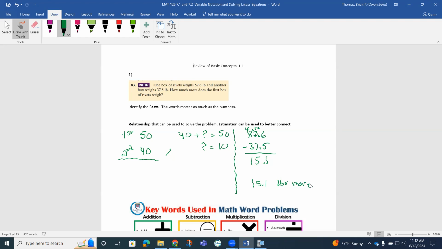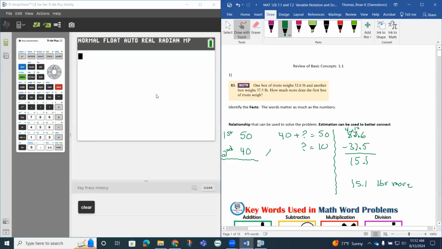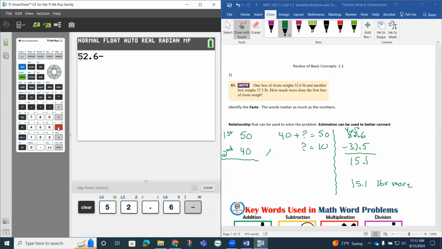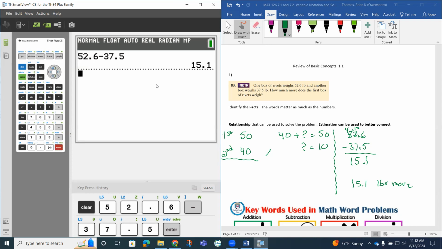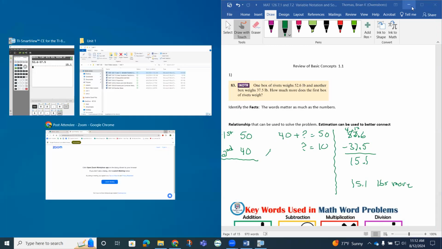So that would be kind of my critical thinking process. Now you can use your calculator to do this as well. If you're not great at doing basic math, you can just type into your calculator on your phone 52.6 subtract 37.5 and see if that gives me, so it does give me my 15.1. So my math is good to go there. So I kind of got that problem down.